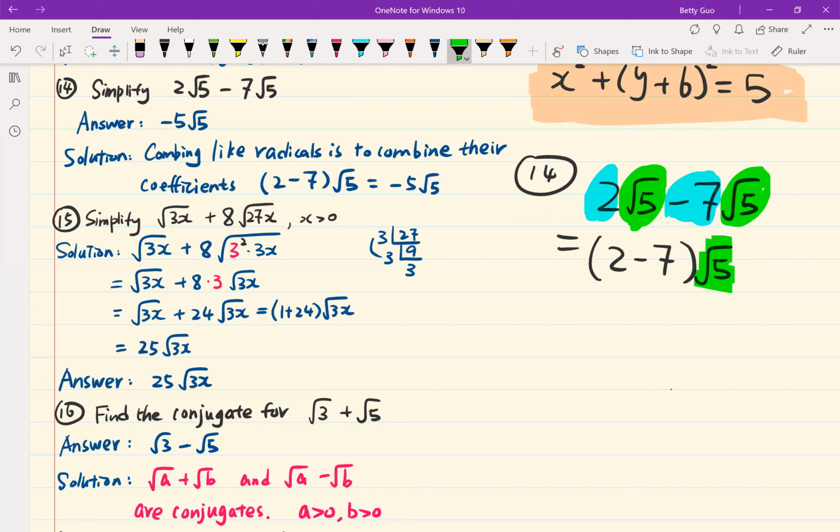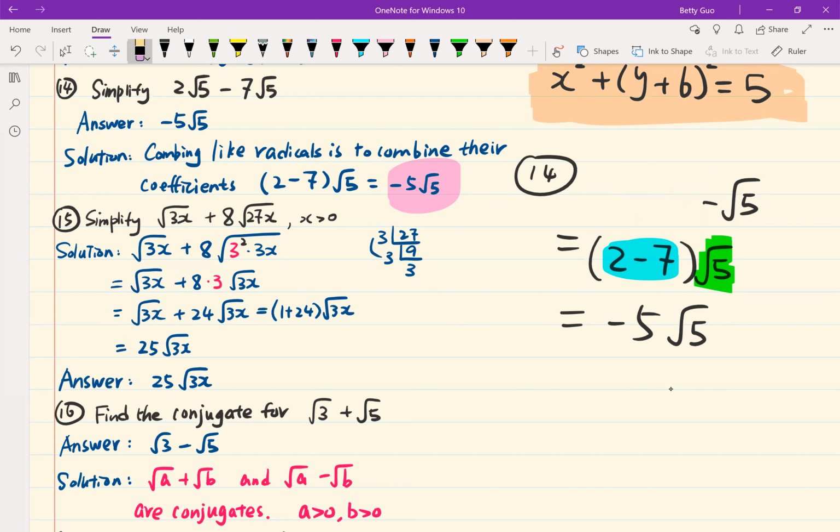And what is 2 minus 7? -5. Very good. So -5 root 5. So that's the answer. Yeah, the answer you are going to choose from A, B, C, D is -5 root 5. Any question about number 14? If not, let's move to 15.